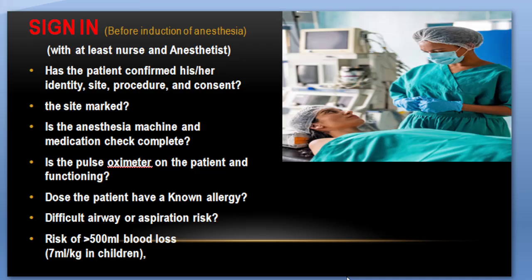Next thing in the sign-in process is the risk of more than 500 ml blood loss. We normally ask this in adults, and more than 7 ml per kg in children. If the anesthetist says the patient is at risk of blood loss of more than 500 ml, it means we have to arrange an infusion or a blood transfusion. We have to arrange blood transfusions.